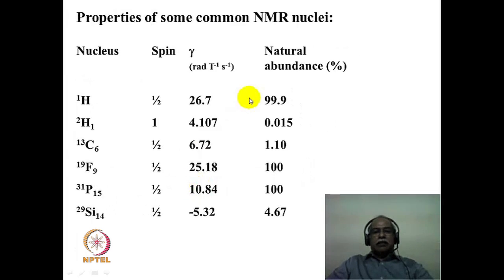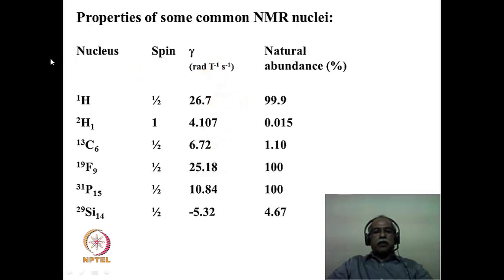Here we list some interesting properties of common NMR nuclei, for example proton, deuterium, carbon 13, fluorine 19, phosphorus 31, and silicon 29. These are the most often used nuclei as far as NMR experiments are concerned. Most of them are spin 1/2 nuclei, with the exception of deuterium, which has a spin of 1. The gamma, which is the gyromagnetic ratio, is mentioned here, and it is a measure of the sensitivity of the nucleus in the NMR experiment. The higher the value of the gyromagnetic ratio, the more sensitive the nucleus.